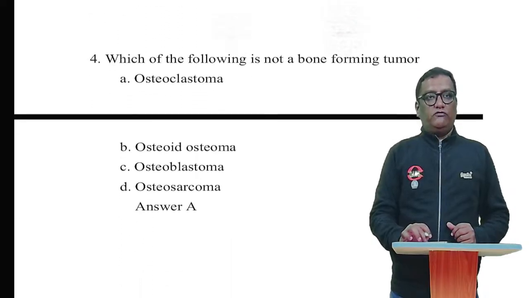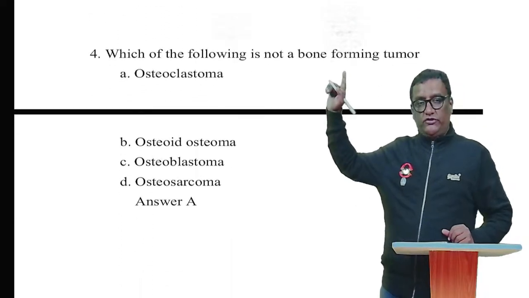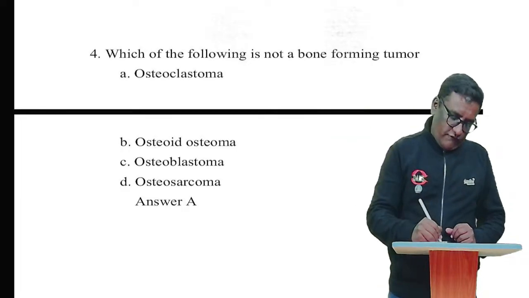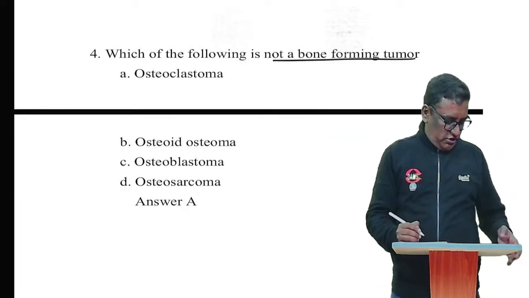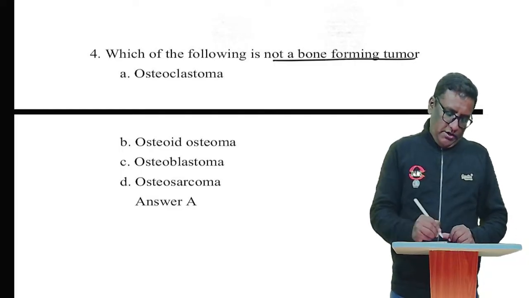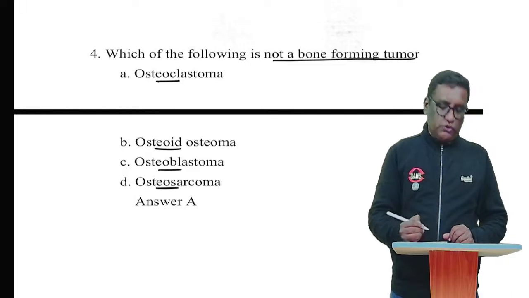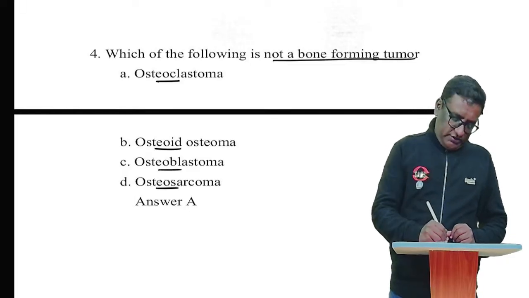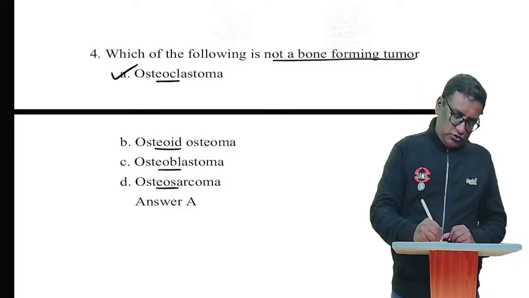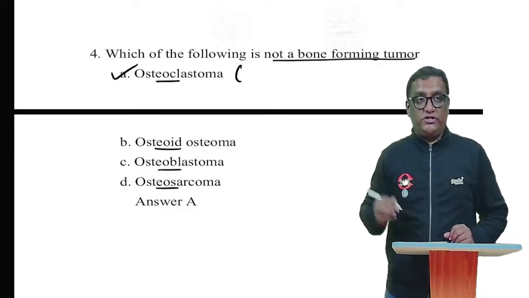Next is, which of the following, simple question, one liner question, which is not a bone forming tumor? Okay, tell me now. Osteoclastoma, osteoid osteoma, osteoblastoma, osteosarcoma. Osteoclastoma is the correct answer. Osteoclastoma is not a bone forming tumor. In fact, it's a bone destroying tumor.